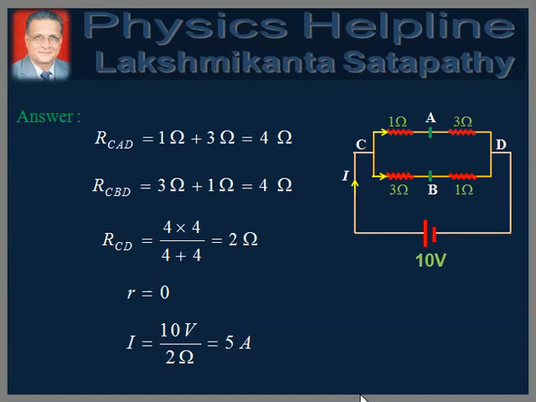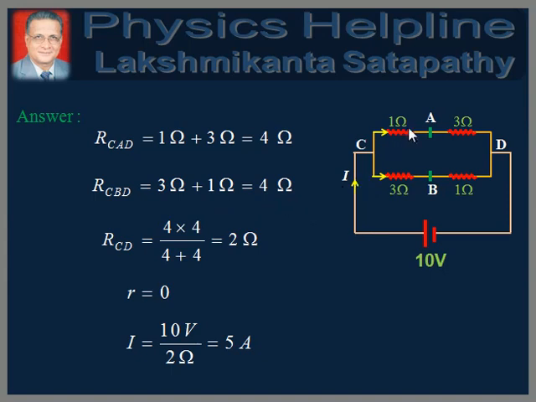Now for the answer. First, let us determine the current drawn from the cell. Now the resistance of the upper branch CAD is equal to 1 ohm and 3 ohms in series, which gives RCAD is equal to 4 ohms. Similarly, in the lower branch, we have got two resistances, 3 ohms and 1 ohm in series. Therefore, the total resistance of the lower branch RCBD is equal to 3 ohms plus 1 ohm, which is equal to 4 ohms.